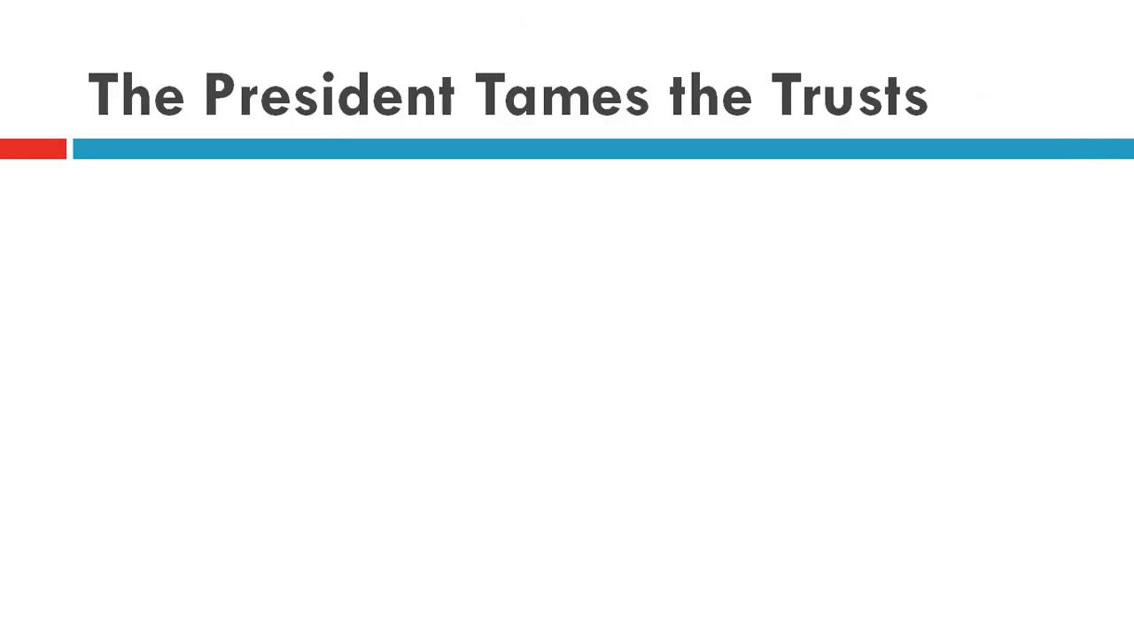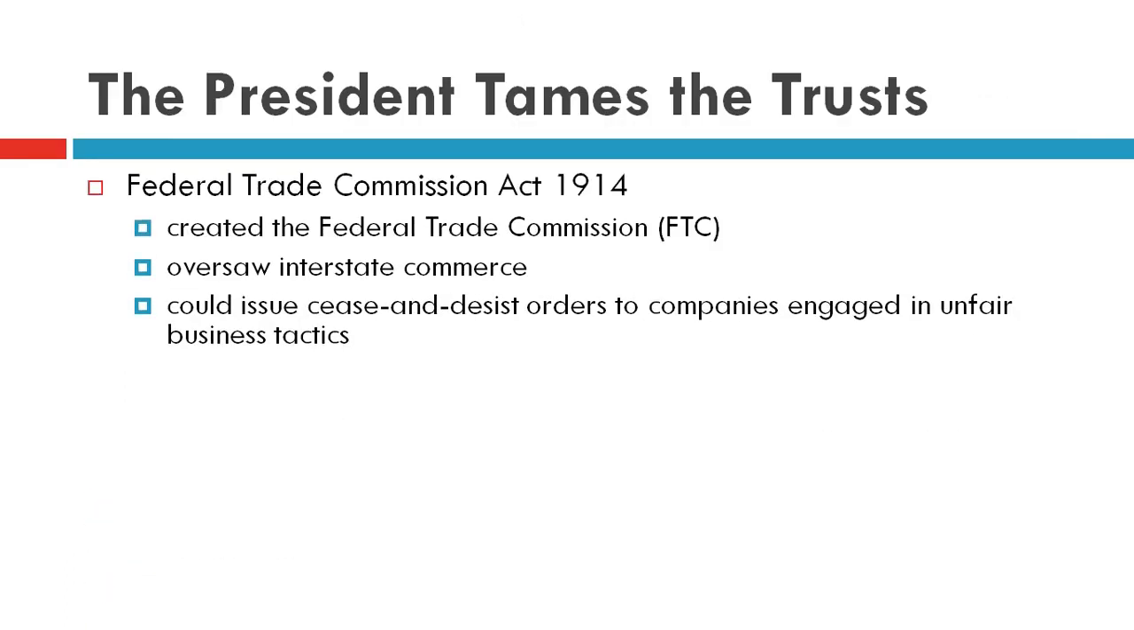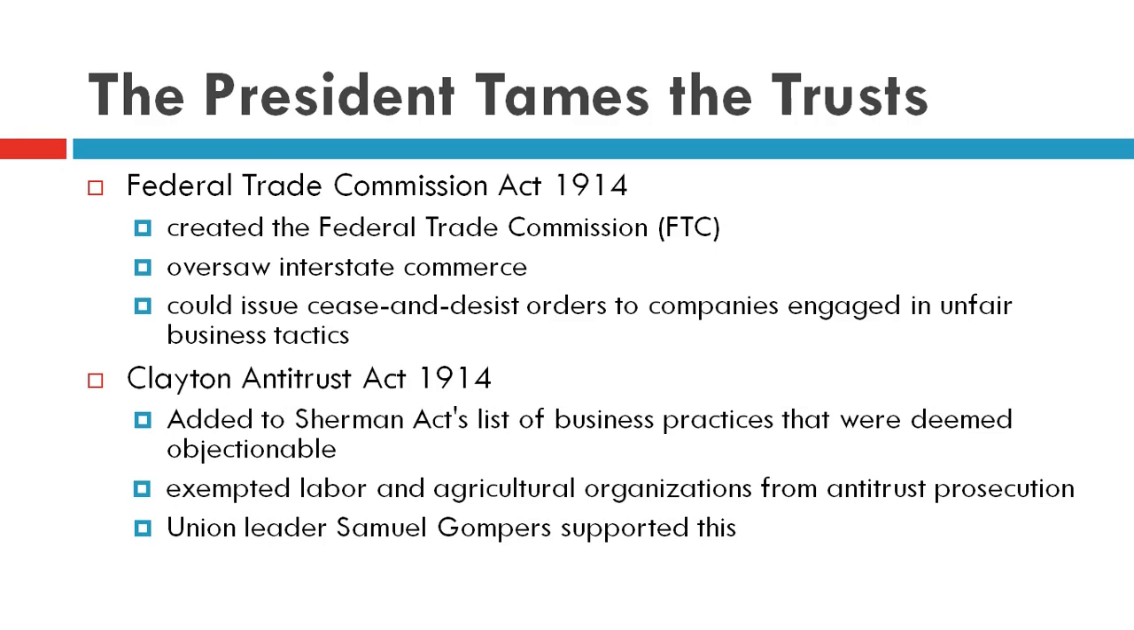The final piece of that triple wall of privilege will be the trusts, and under Wilson's administration we'll see the creation of the Federal Trade Commission in 1914 and the Clayton Antitrust Act in 1914. Again, both of these deal with interstate commerce, which is the true power of Congress in terms of economic power in 1914. The Federal Trade Commission oversaw interstate commerce, as I said, and it could issue cease and desist orders to companies that were engaged in unfair business tactics.